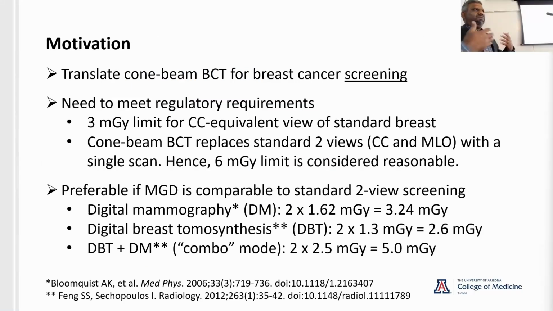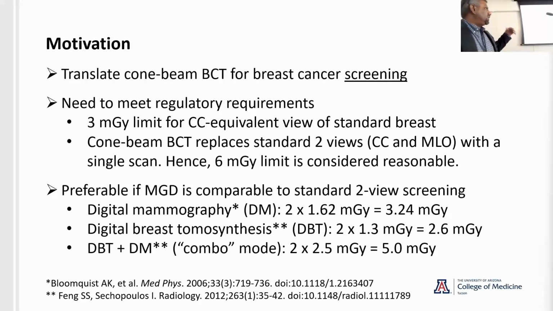Our fundamental motivation is to take breast CT from a diagnostic use and eventually translate it to screening, as a primary screening modality. That is, potentially as a replacement for mammography and tomosynthesis. That is our long-term goal. In order to do that, we first need to meet some regulatory requirements, and then we need to be somewhere within the dose range of what is being practiced today.